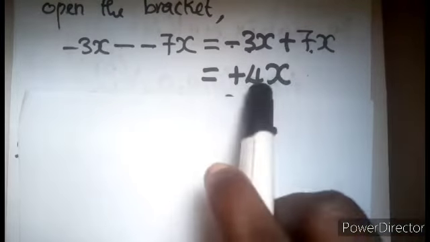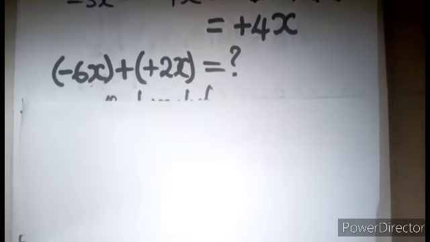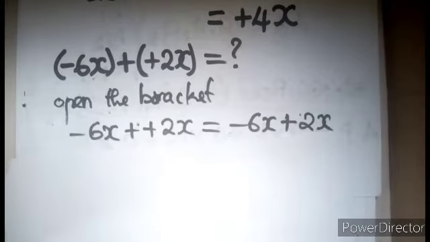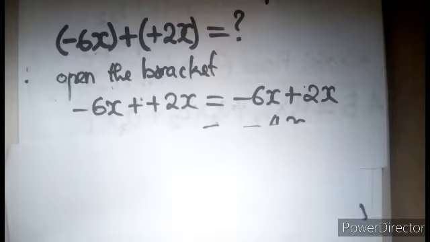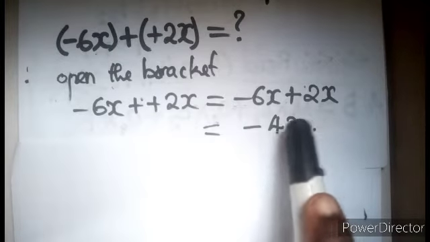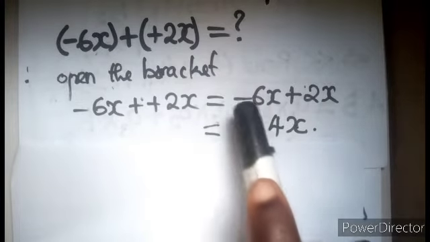The next one is negative 6x plus 2x. Now when you do the same thing, you open the brackets, we have negative 6x plus 2x. And of course, negative 6 plus 2 is negative 4. So negative 6x plus 2x is negative 4x.